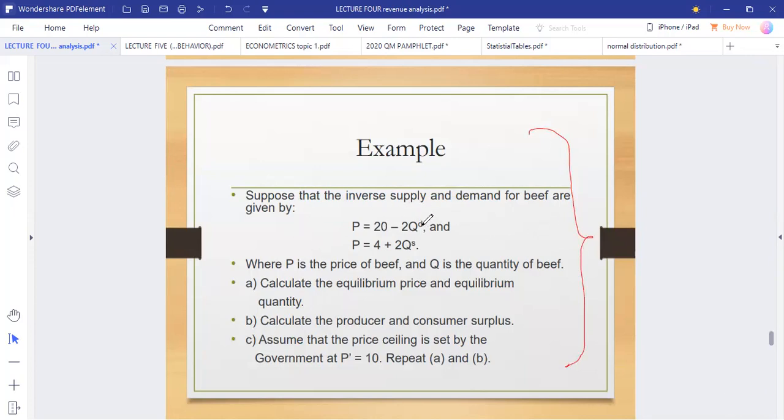We're given, even if there's no D there, you need to know that one is a demand function and one is a supply. Supply has a positive gradient and the demand has a negative gradient. So we're given the following. We're being asked to calculate the equilibrium price and quantity, the producer and consumer surplus, and also if there's a price ceiling of 10, identify the deadweight loss.